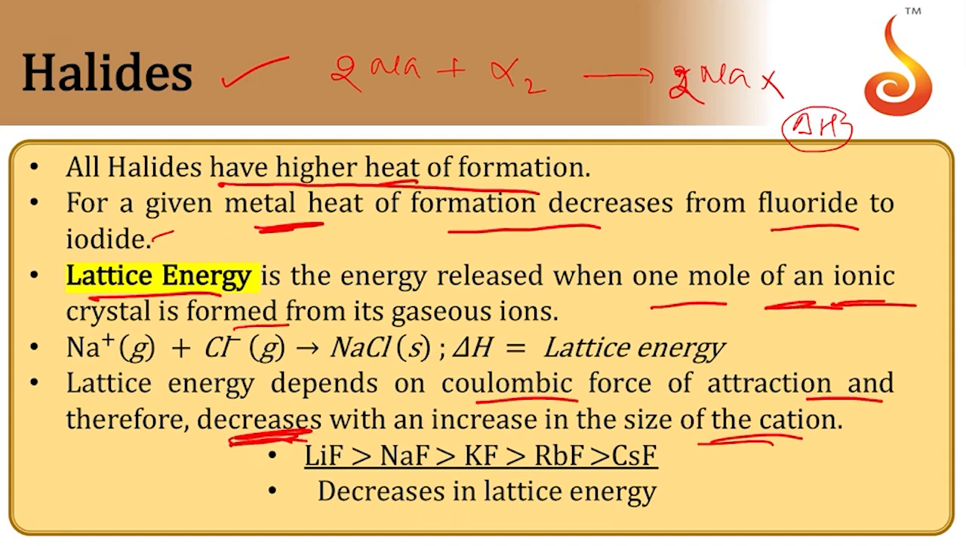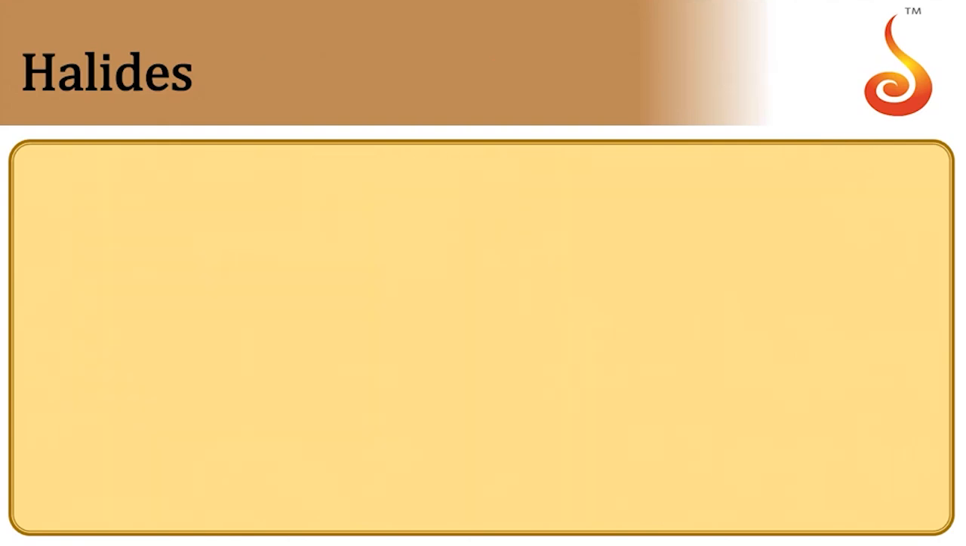So lattice enthalpy is the energy given out when 1 mole of ionic crystal is formed. For example, Na+ and Cl- giving NaCl, the energy released is called lattice enthalpy. It mainly depends upon the Coulombic force of attraction, and therefore when the size of the cation increases, the Coulombic force of attraction decreases, hence lattice enthalpy also decreases. So this is the decreasing order of lattice energy of these fluorides given to us.